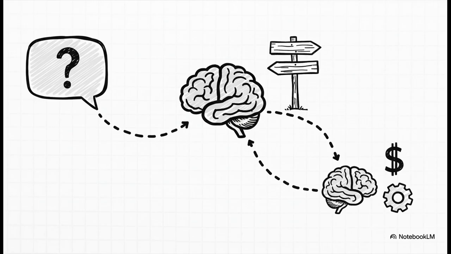Next, we've got routing. Think of this pattern like a smart traffic cop. The first thing the agent does is classify the user's request, and then it routes it to the right specialized tool or model. You could have a customer service agent that instantly figures out if you have a billing question or a technical one and sends you down the right path from the get-go.